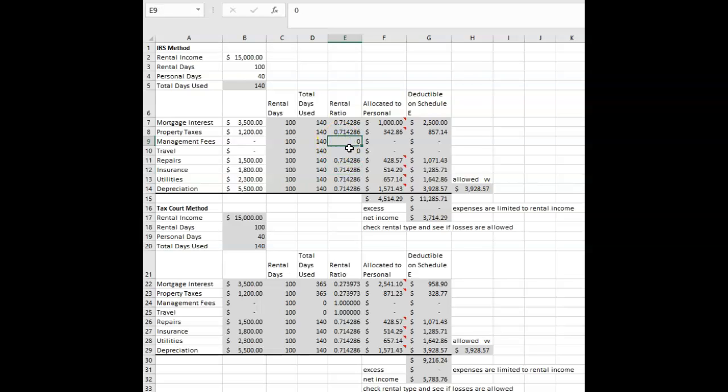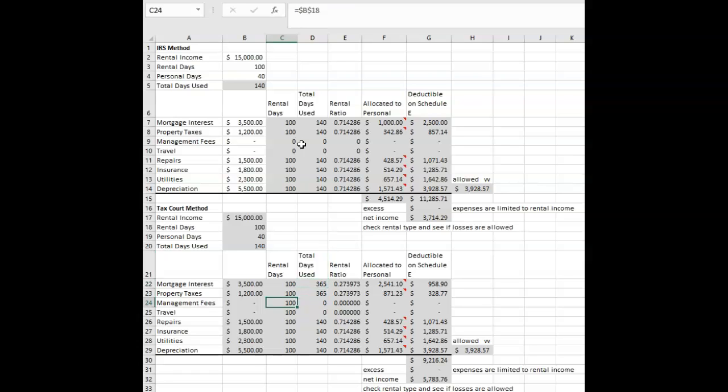The management and travel fees, I just put a 0 because there's not going to be any portion of that that's going to be allocated to personal use. So just put a 0 in those two columns. Over here, it's also a 0. Total number of days used, I could actually put the 0 here instead of there. It could just be 0 across the board for that matter, because it's not going to matter.